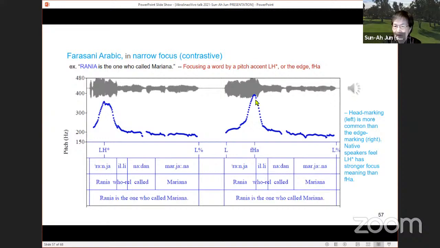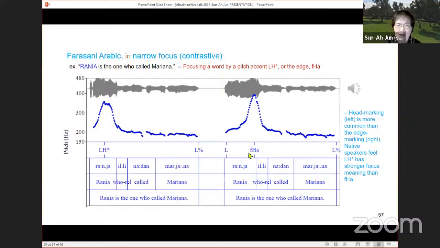Rania linada Mariana, Rania linada Mariana. And the native speakers felt that this focusing by pitch accent has a stronger, more prominent focus meaning than edge focus, even though both of them are possible. And focusing with the pitch accent is more common than focusing by edge.